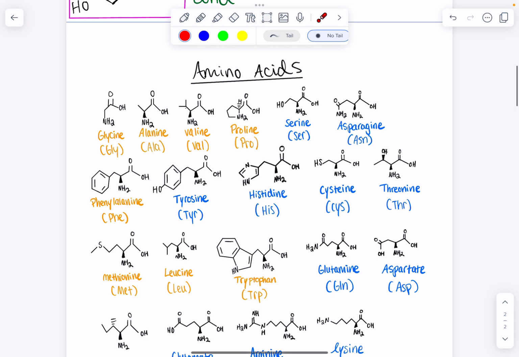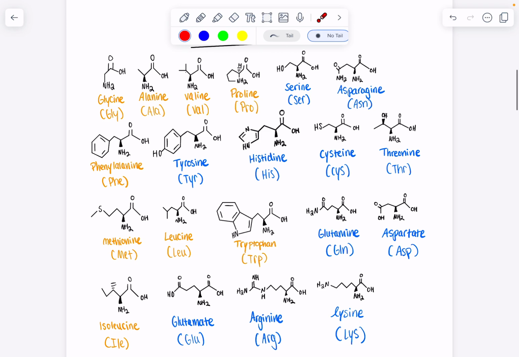So let's look at the 20 different types of amino acids. There are several here, and I color-coded them helpfully: the orange being nonpolar amino acids, and the blue being the polar amino acids. Depending on the side chain, the amino acids have different properties, polarity being one of them.